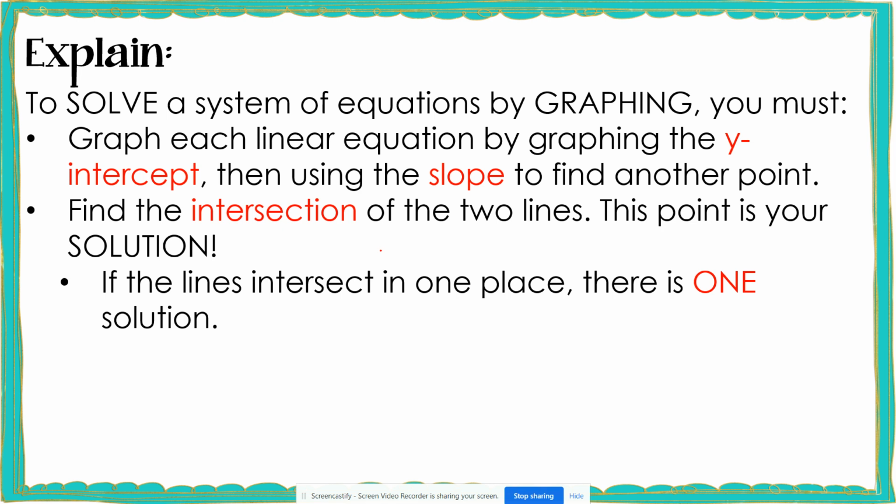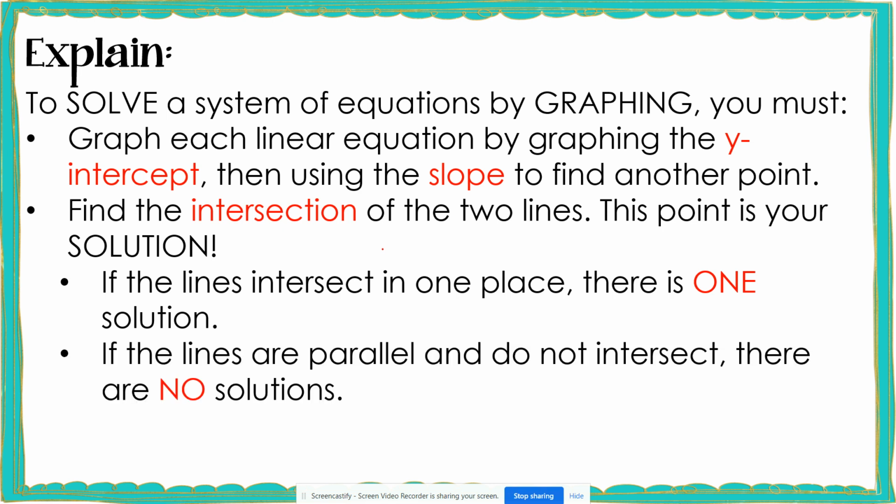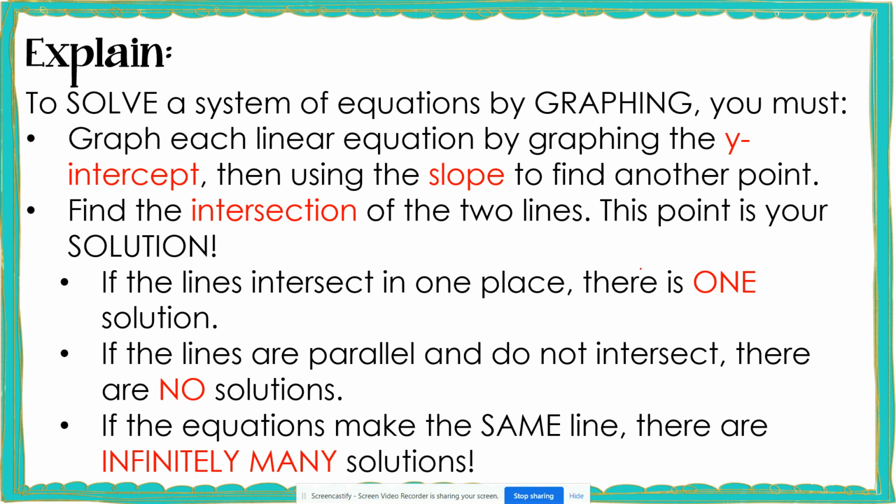If the lines intersect in one place, we would say that there is one solution. If the lines are parallel and they do not intersect anywhere, then there are no solutions. And if the equations make the same line, there are infinitely many solutions because there are an infinite number of points where they intersect.